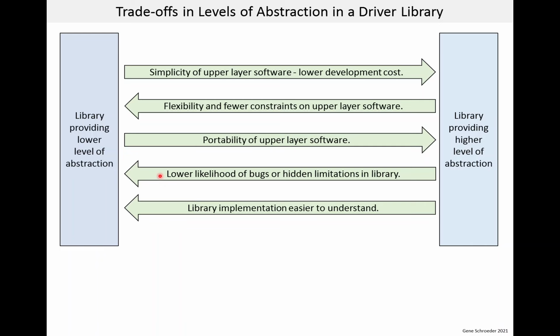One is a lower likelihood of bugs or hidden implementations in the library. The software provided by MCU vendors is written by people like you and me, and so it can contain bugs. But normally, the simpler the software, the fewer the bugs. And the lower abstraction library might be just setting bits and fields and registers, whereas the higher level abstraction library might be handling interrupts and modifying shared variables. Which one do you think is going to have more bugs?